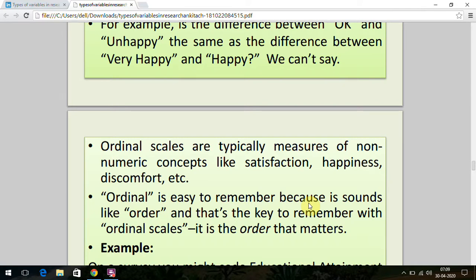The scale we usually apply for our questions is Likert scale. Greatly happy, very happy, very unhappy. Such things are ordinal scale. There is a distinct difference between very happy and very unhappy. One is extreme positive, one is extreme negative. Whereas with the nominal scale, we just can't make that distinction between the categories of the variable.